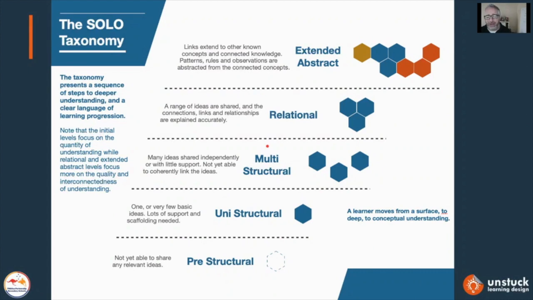So they might show aspects of citizenship, but they haven't quite brought everything together yet. Relational is where a range of ideas are shared and the connections, links, and relationships are explained accurately. So this is really what we're looking for. We want all students to be at least relational in their demonstration of the capability. And then extended abstract is actually going almost beyond that learning intention for the capability.